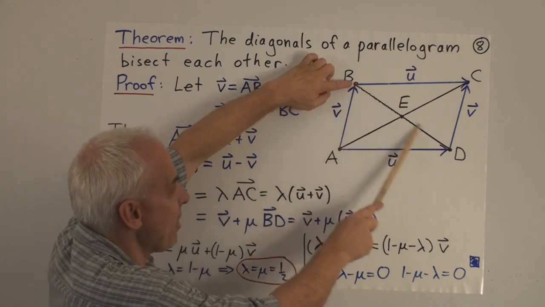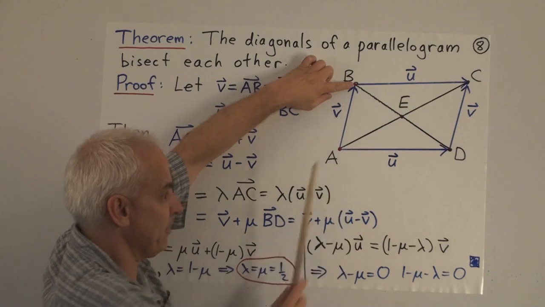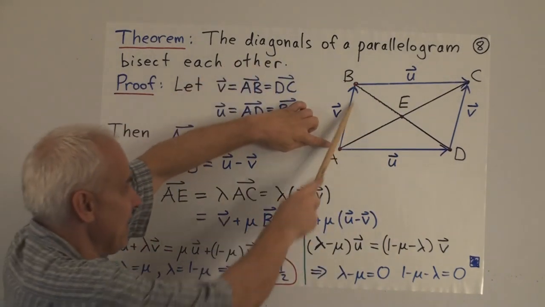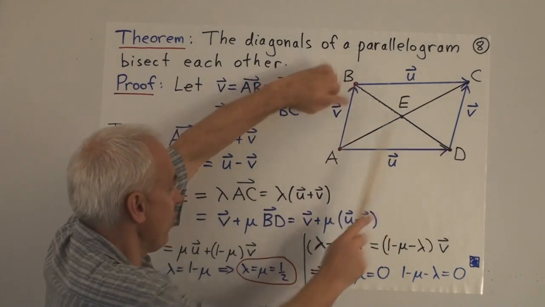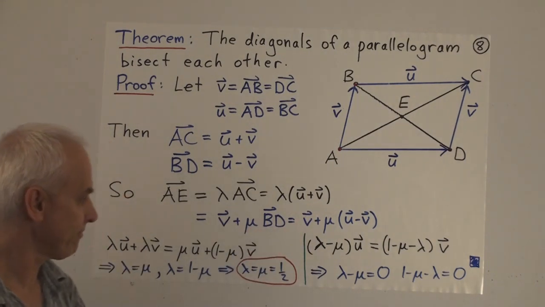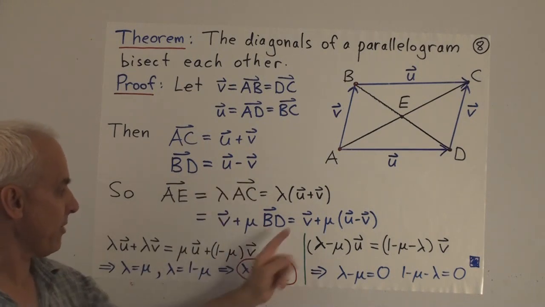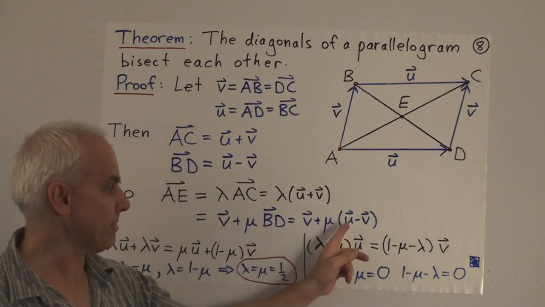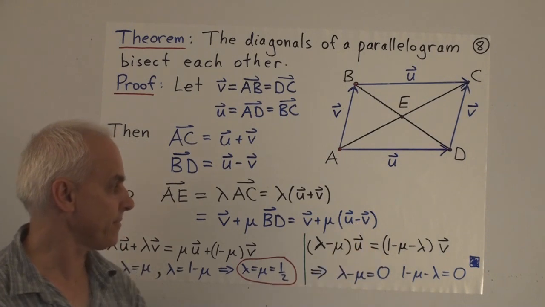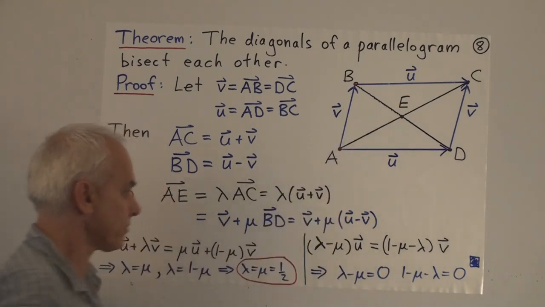Now, it's also AE, the vector that we get by first going this direction and then going some multiple of BD. Again, we think it's 1/2 of BD, but we're not sure. So we'll write v plus mu of BD. Mu is another number which we don't know. And BD is u minus v, so we substitute there and we write v plus mu times u minus v. These are two expressions for this vector.